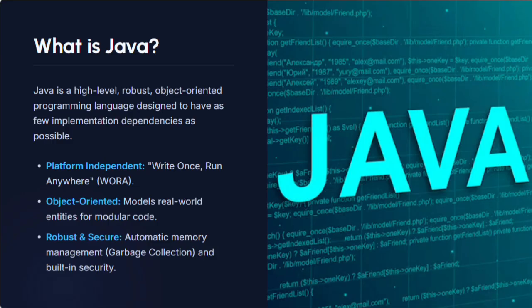Firstly, Java is a high-level programming language which is robust, object-oriented, and designed to have as few implementation dependencies as possible. The key features of Java are platform independent, object oriented, robust and secure. Platform independent means once we write the code, we can run it anywhere, in any type of compiler or interpreter. Object oriented means it models real-world entities for modular code.